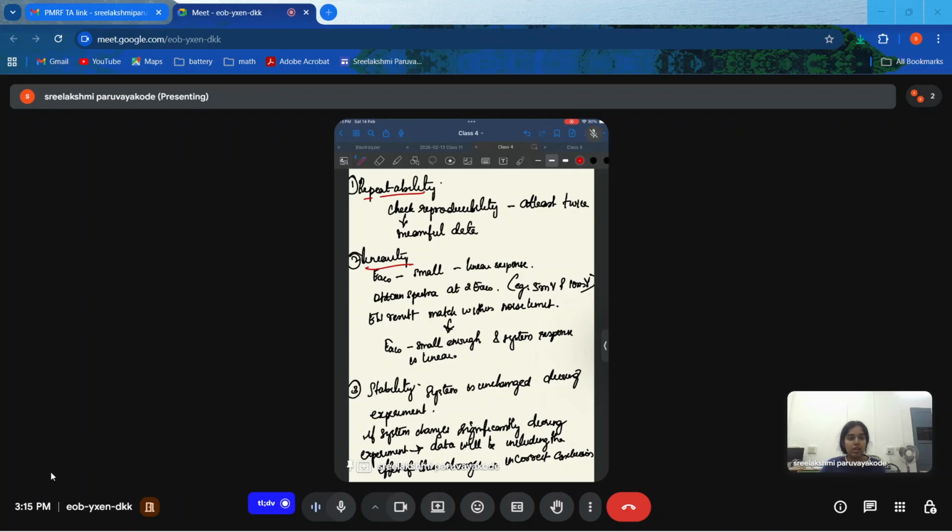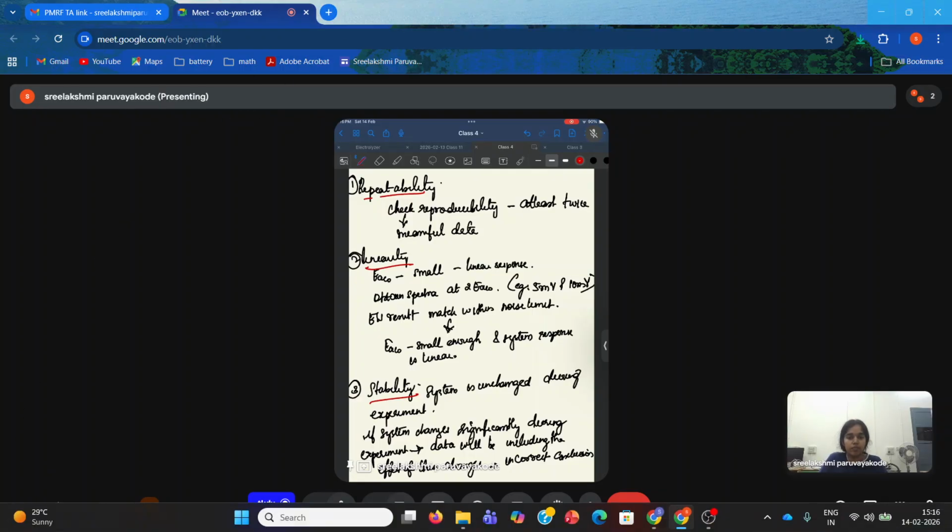The next thing is linearity. Linearity means that whatever the EAC naught or amplitude value is, it should be such that even if you change the EAC naught, you get a similar result within the noise limit. And finally, the system should be stable. That means during the experiment, the system should not undergo any change. For that, after one experiment is done, we redo the experiment on the same system just to see that the impedance value is not changing.